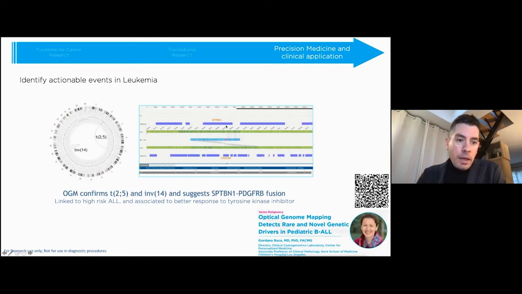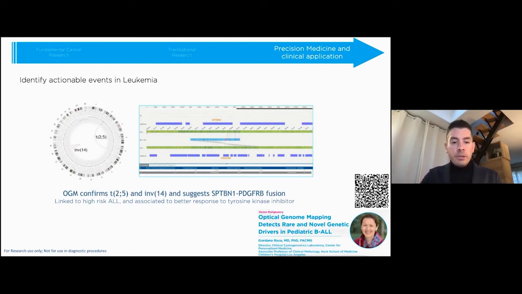This event was later, of course, confirmed by FISH and RNA sequencing. And PDGFRB is associated with what they call Ph-like ALL, which is linked to high-risk ALL and associated with a better response to tyrosine kinase inhibitors. So this patient could have been treated accordingly with imatinib or dasatinib if this translocation was better characterized at the time of diagnostics. And the interesting question is, why was it missed in the first place?